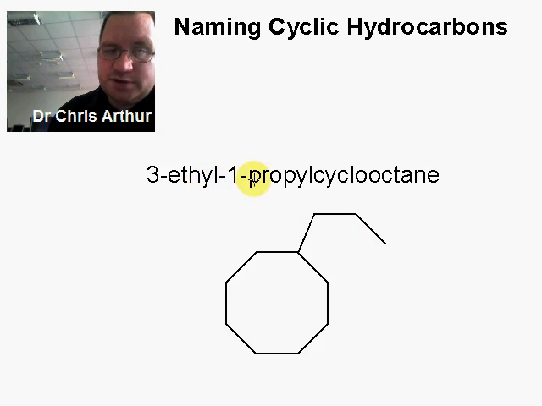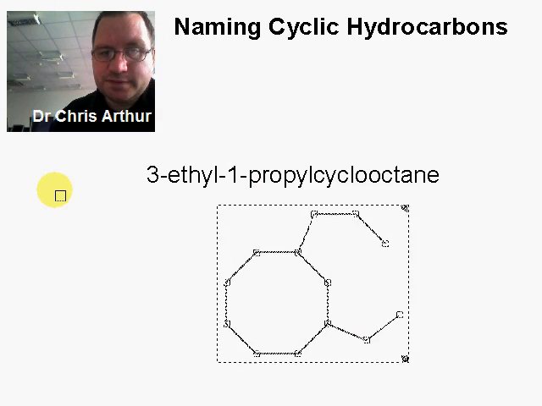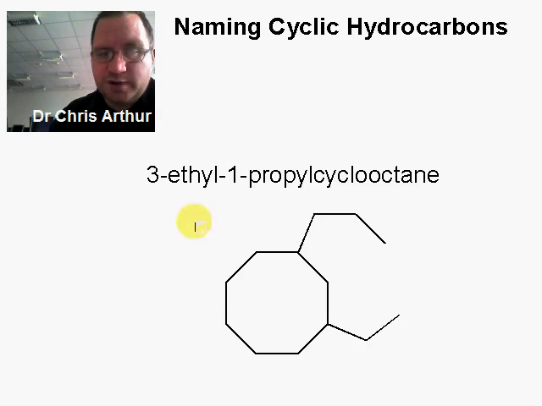And now it's 3-ethyl, so on carbon 3, 1, 2, 3, we're going to put an ethyl group, and that's 2 carbons long this time. We can put the 2 carbons in like that. So this is 3-ethyl-1-propylcyclooctane. I could have quite as easily put the ethyl group on these carbons here, because that would have been the same, just a rotation of the molecule.